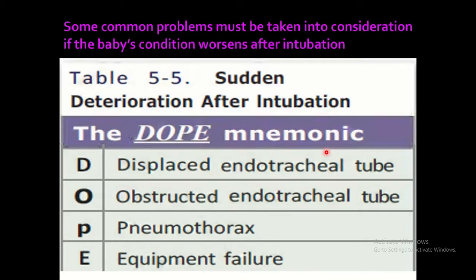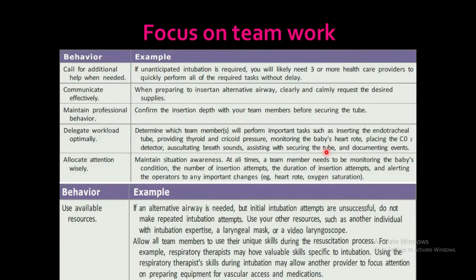Although there are more common problems with the endotracheal tube, they must be considered if the baby's condition worsens after the intubation. It is in the mnemonic DOPE: displaced endotracheal tube, or obstructed endotracheal tube, or pneumothorax, or equipment failure. You should go through these and check, clinically, by hearing equal breath sounds, and you confirm it by the chest X-ray.